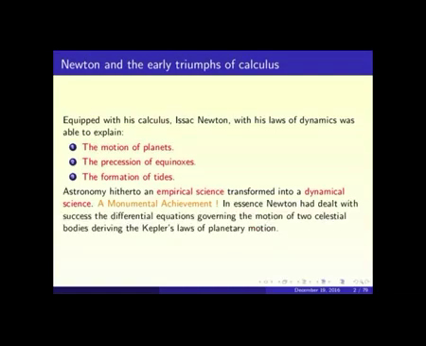In essence, what Newton did was, he basically dealt with a system of differential equations for the two-body problem, and he was able to derive Kepler's laws of planetary motion. So, the origins of the theory of differential equations can be traced back at least to Newton.